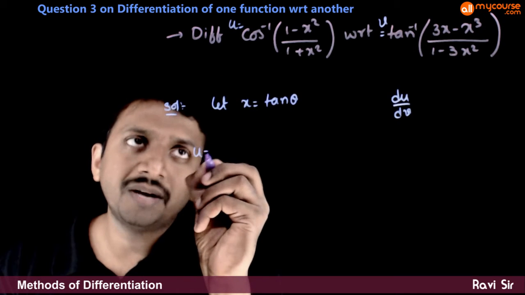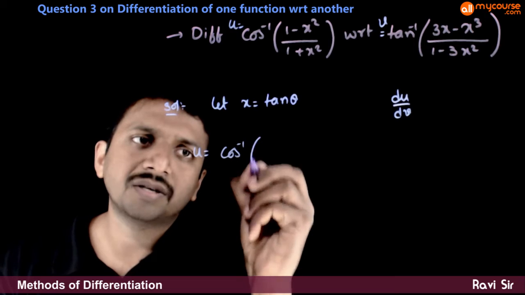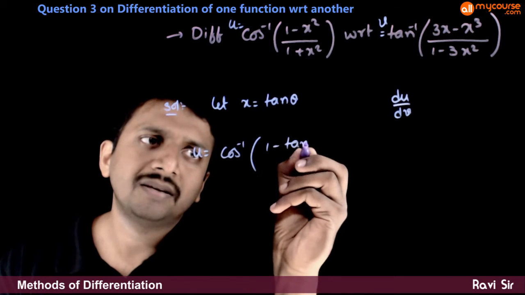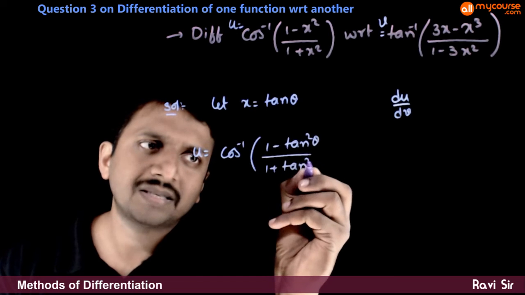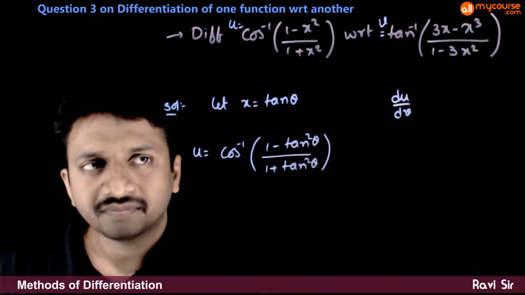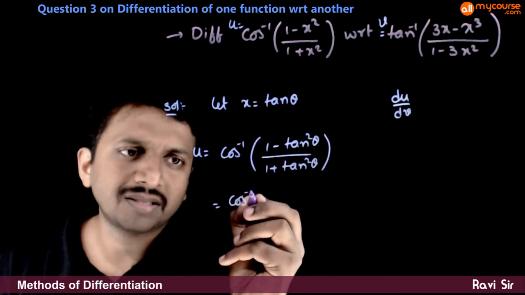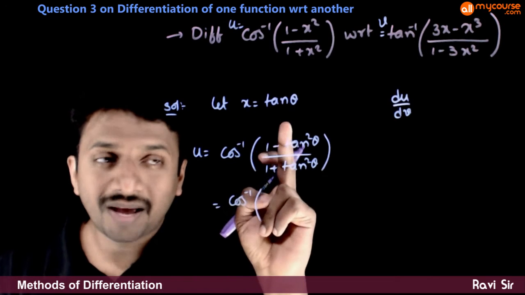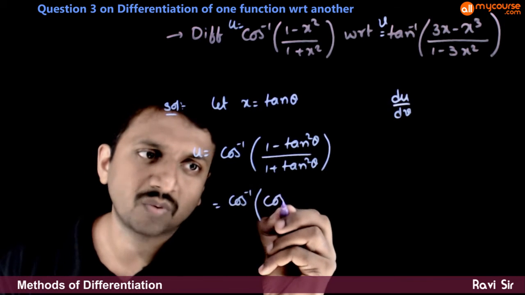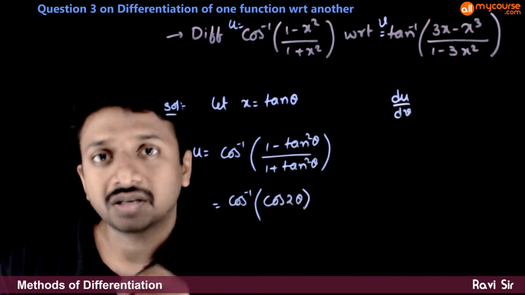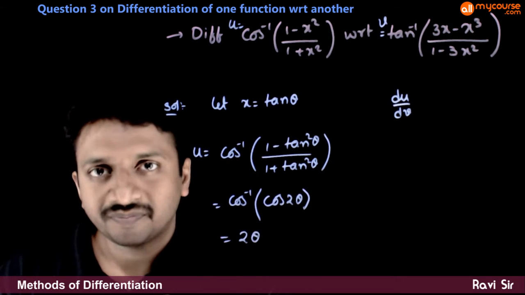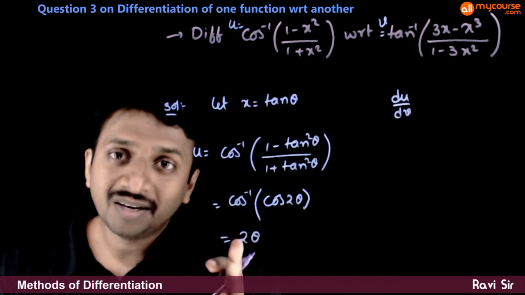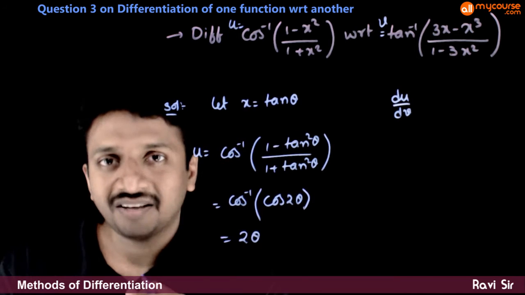So what does u become? Cos inverse of (1 minus tan square theta) by (1 plus tan square theta). That is equal to cos inverse of cos 2 theta, which becomes 2 theta. So u is equal to 2 theta in terms of theta.